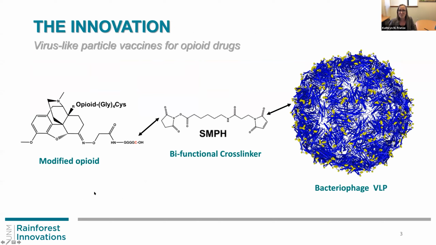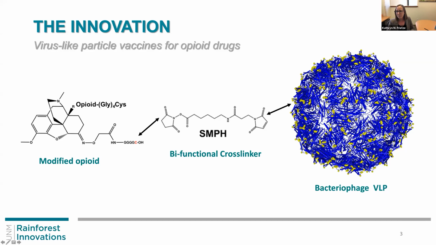So our invention is using bacteriophage virus-like particles as an immunogenic platform for opioid vaccines. Basically the idea is we have these bacteriophage virus-like particles that we have been using for other purposes, primarily for targeting cancer or targeting infectious disease. But we thought that it would also be a good platform to target opioids. What we do is we have a bacteriophage virus-like particle shown here in blue with the yellow dots.